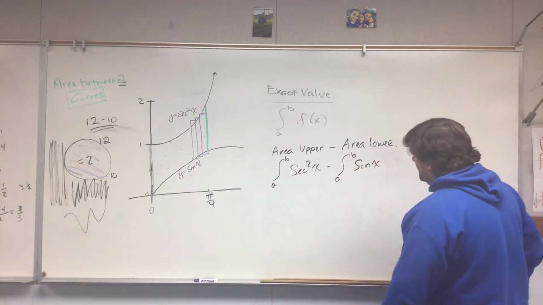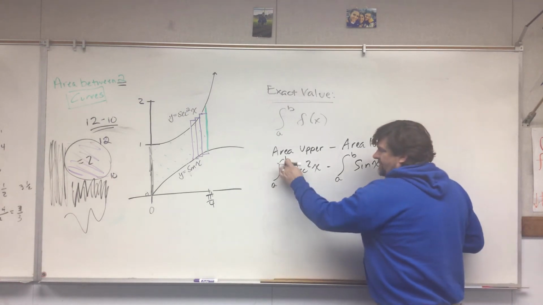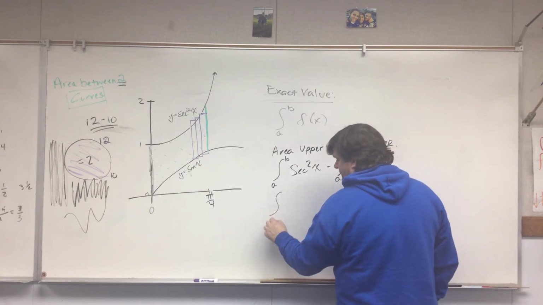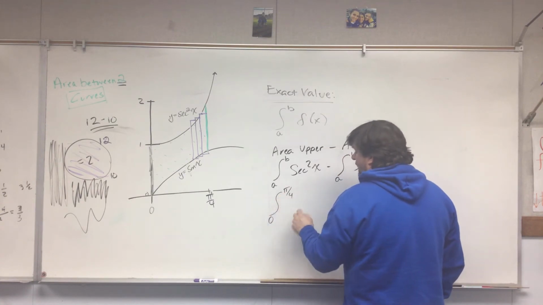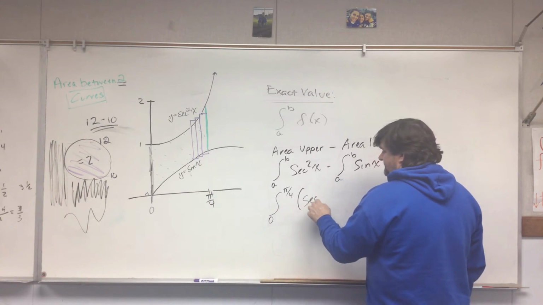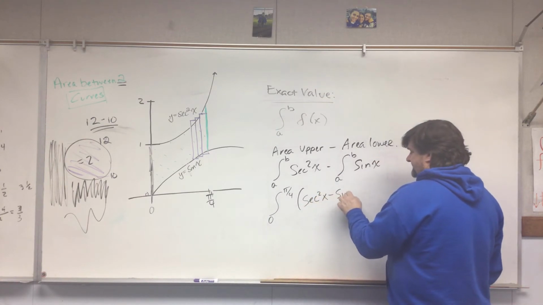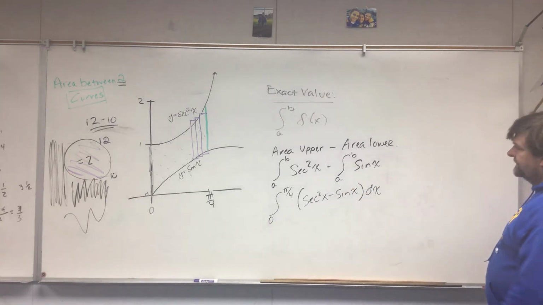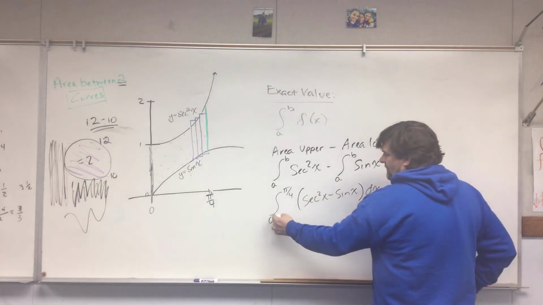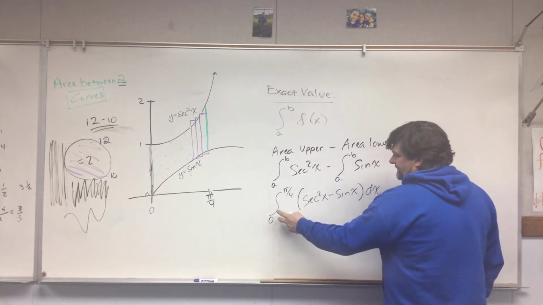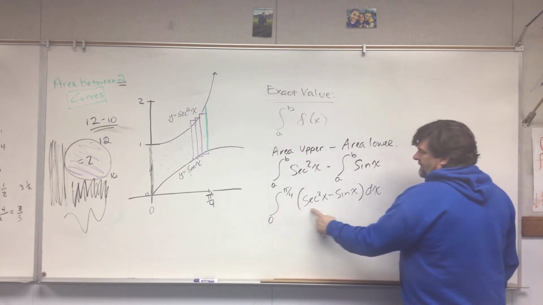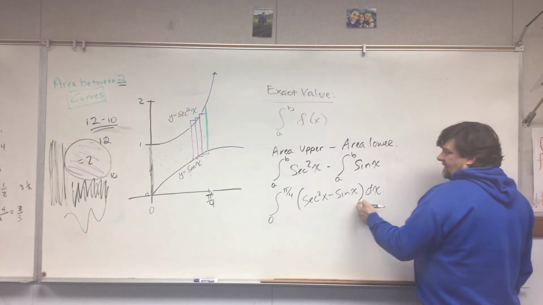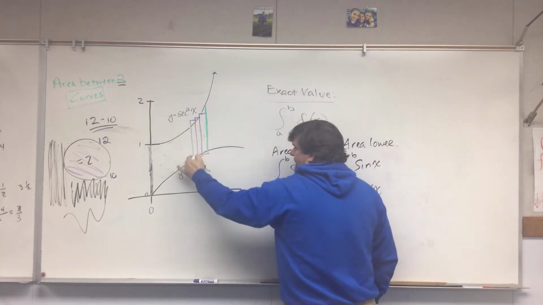Okay, now I've got this piece. Now these two match because we're going to go from a to b. So really what I'm saying is I need to take the integral from 0 to pi over 4 of secant squared x minus sine x dx. So basically I'm taking the integral between the left and the right x values, and I'm subtracting the two functions, upper minus lower.